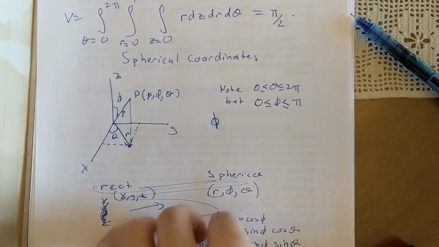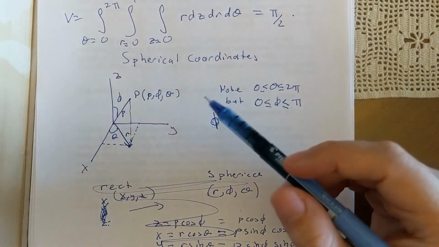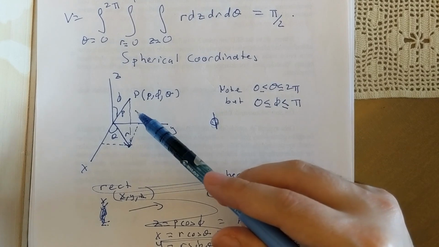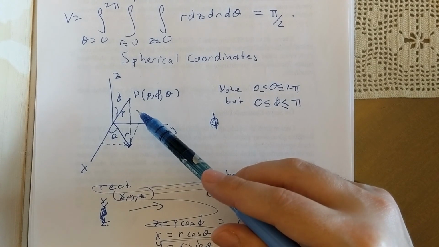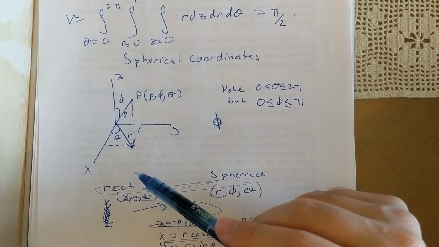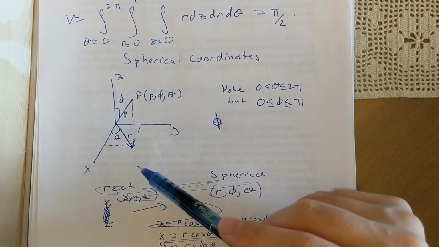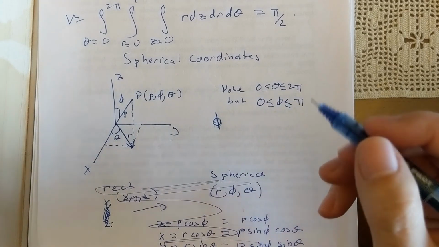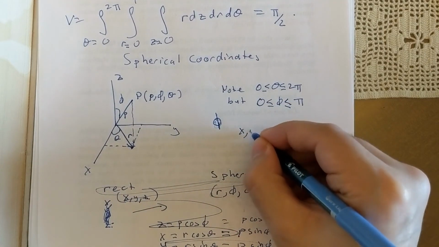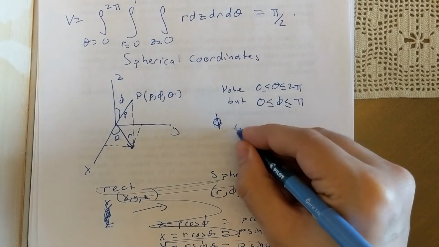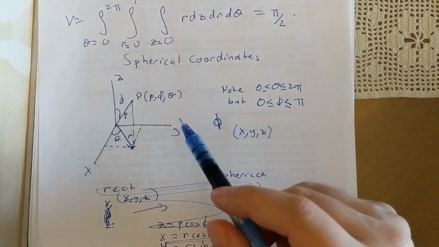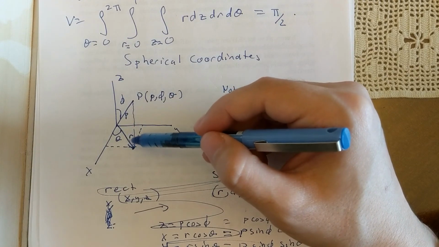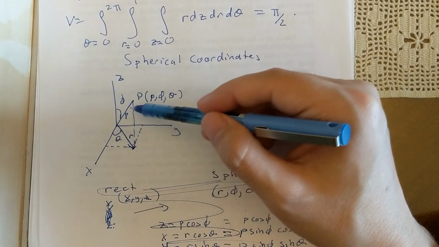Let's try to do this in 3 dimensions and see what happens. Basically, what we're going to try to do is represent every point in 3-dimensional space in terms of its spherical coordinates. What are the spherical coordinates? We're trying to take a point x, y, z, and write it in terms of its distance rho from the origin.